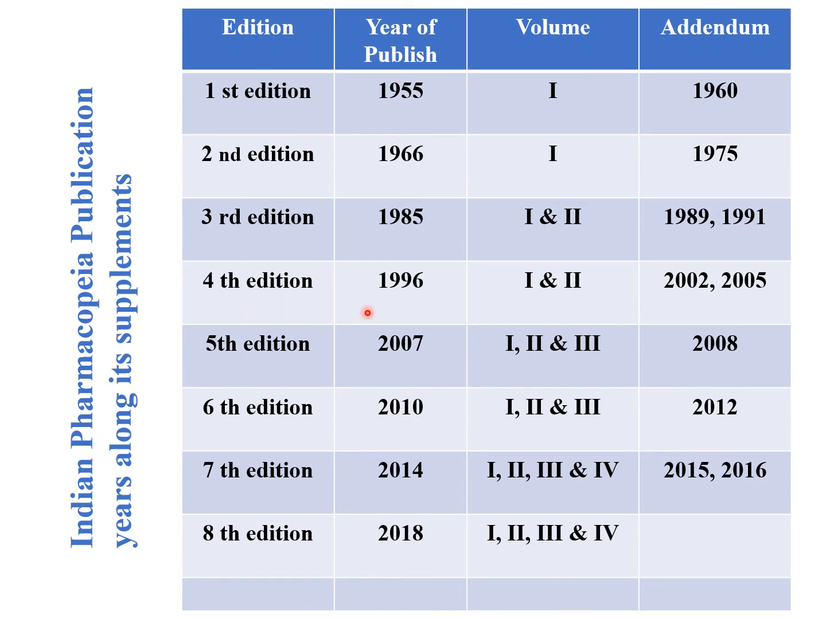Coming to the fourth edition, published in 1996, and the fifth edition in 2007, with 3 volumes of the IP. Here we can see the growth and development of the pharma sector in India. The 7th edition in 2004 came up with 4 volumes, and supplements were added in 2015 and 2016. Next, the 8th edition was published in 2018 with 4 volumes. That indicates the growth of the pharma sector in India.